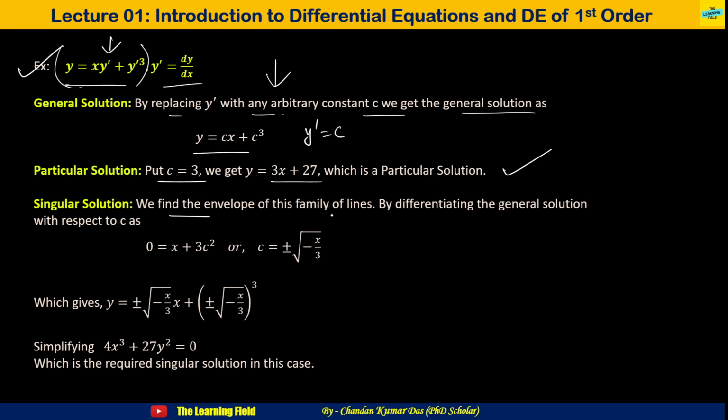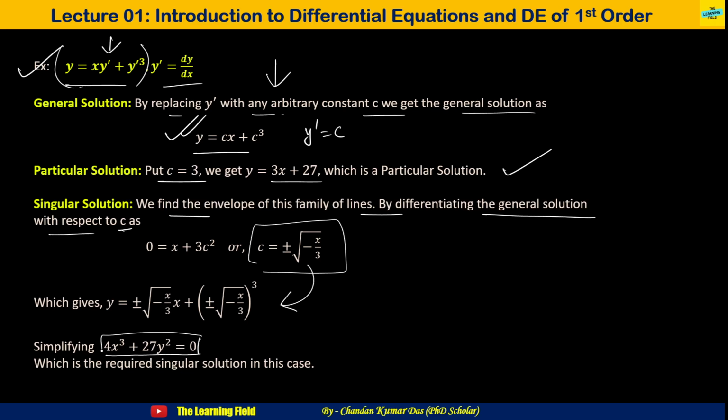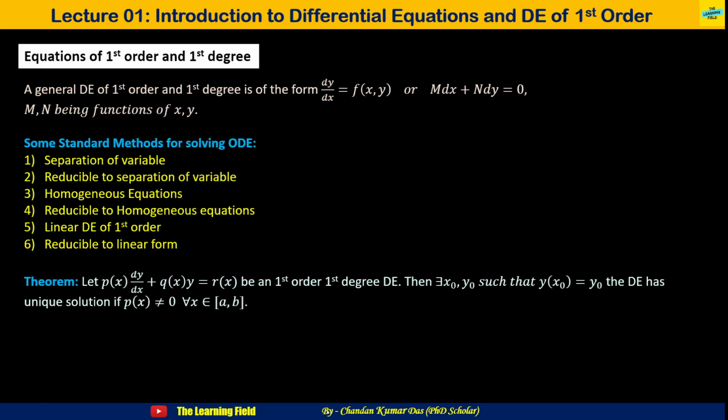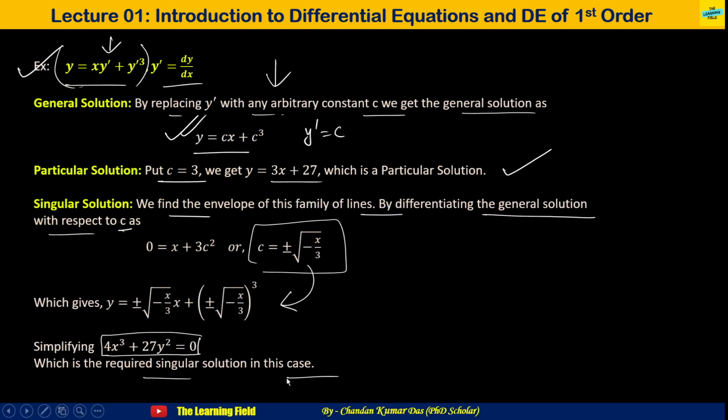We find the envelope of the family of lines by differentiating the general solution with respect to c. If we differentiate this function with respect to c, then we get the value of c. Now if we put the value of c in the given equation, then we get the singular solution like this: 4x cubed plus 27y squared equal to 0, which is the required singular solution in this case. So this is the singular solution.